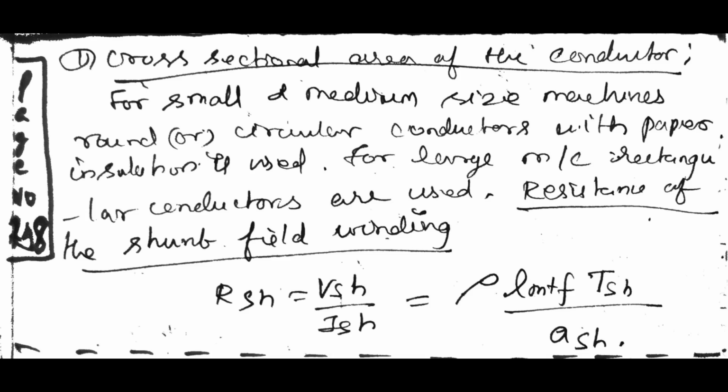Design of field winding. First point: cross-sectional area of the conductor. For small and medium-sized machines, round or circular conductors with paper insulation are used. For large machines, rectangular conductors are used. Resistance of the shunt field winding, RSH, is equal to VSH divided by ISH, is equal to rho LMTF TSH divided by ASH.